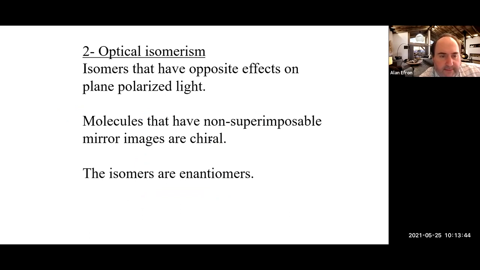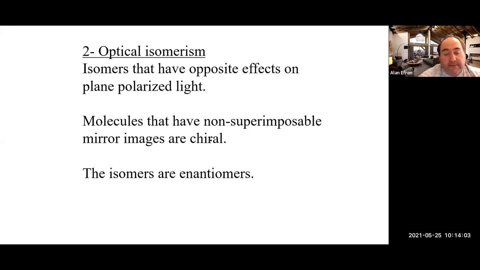Now, optical isomers are isomers that have an opposite effect on plane polarized light. That basically means they can move plane polarized light one way. It goes through a filter as the light gets shone on it.